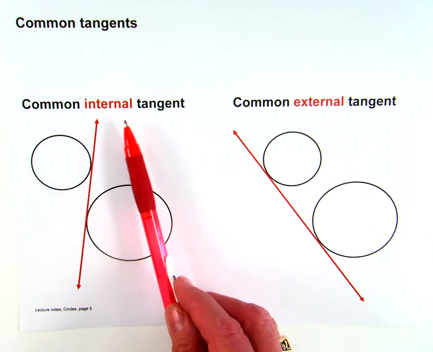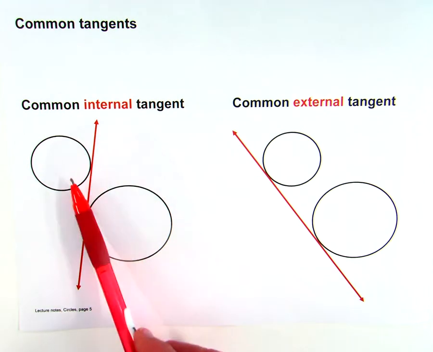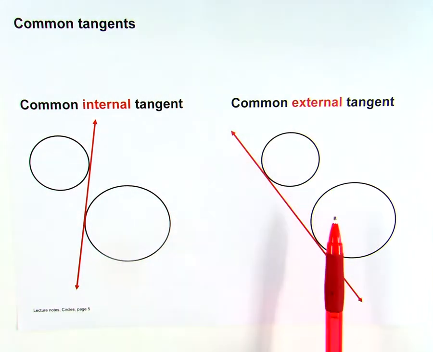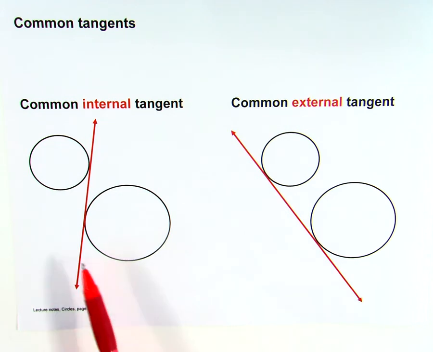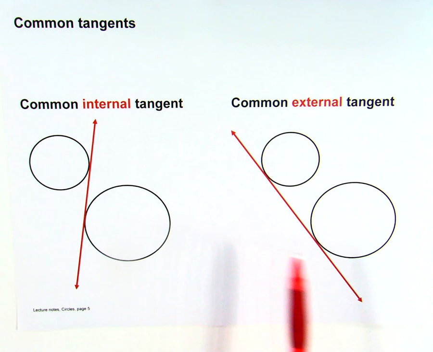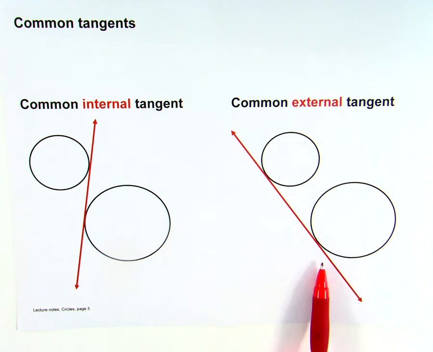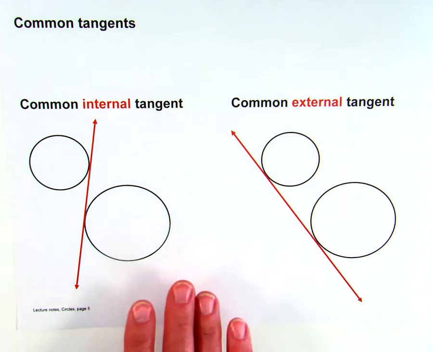We call it an internal tangent when it's between the circles, and external when it's not between the circles. So this is a common internal tangent. It's tangent to both circles, and it passes between the circles. This is a common external tangent. It's tangent to both circles, and it does not pass between them.